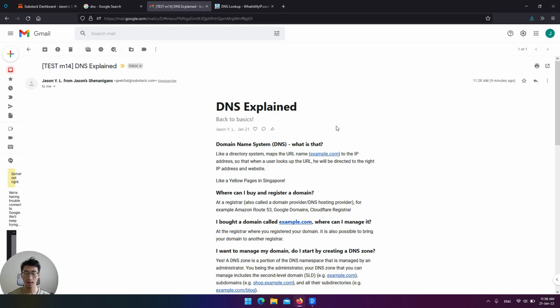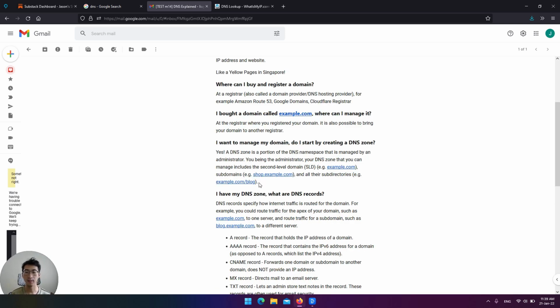And after you have the domain, you start playing around with it, and you start to wonder, how do I create a DNS zone? And what is a DNS zone about? So a DNS zone, for the administrator, is a portion of the DNS namespace that you manage. A DNS zone is where you manage the second level domain and all the subdomains that you want. By setting up those, you're able to direct the users to the right servers, be it managed by yourself, be it managed by another party, be it hosted on your own computer, be it hosted somewhere else.